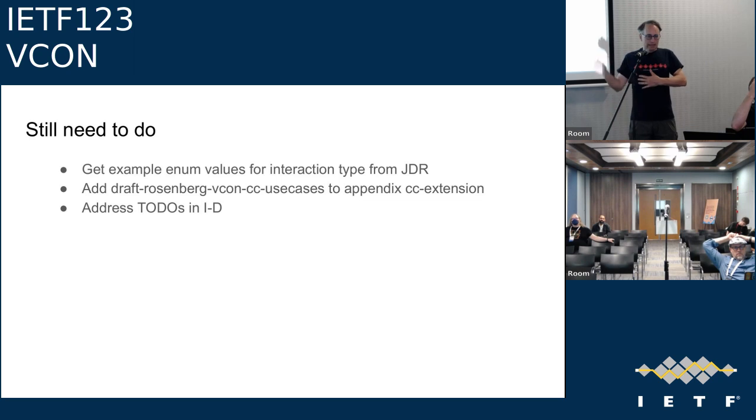I still need to do this. This is my bad. This is not Jonathan. I need to ask Jonathan for some enum values for the interaction type, and I need to get his markdown to include that in an appendix, because that was what was recommended a couple meetings ago. I just haven't done that yet, but with all the editing and chopping of documents, it's easier that it wasn't added in yet. And then there are a few to-dos marked in the internet draft that I need to resolve.